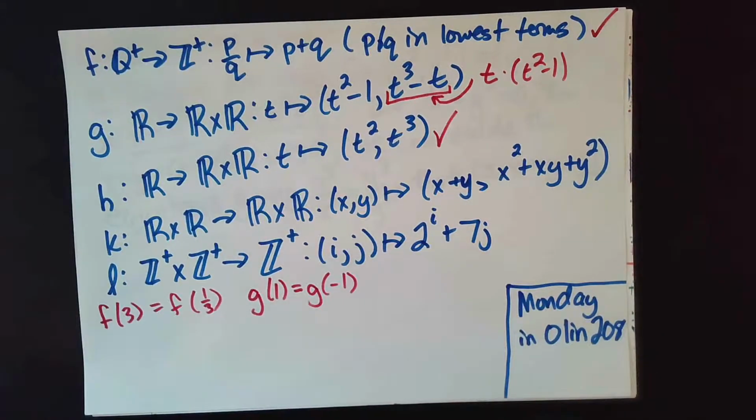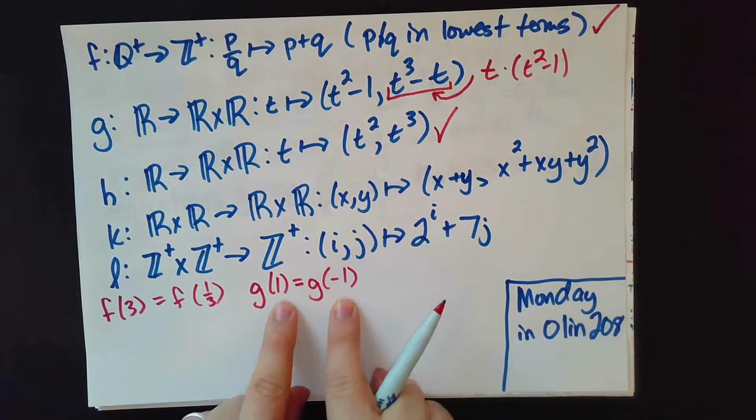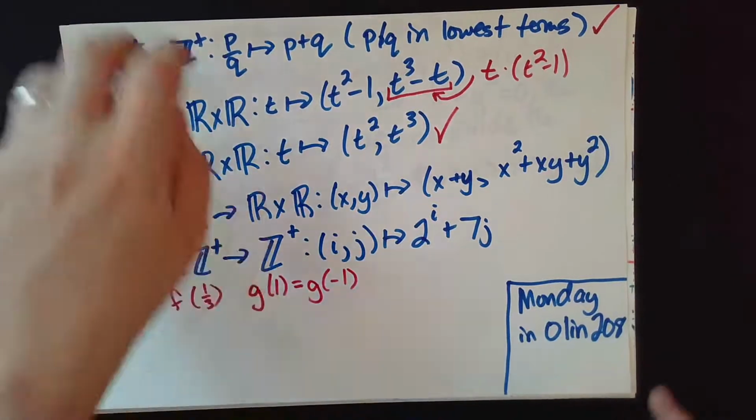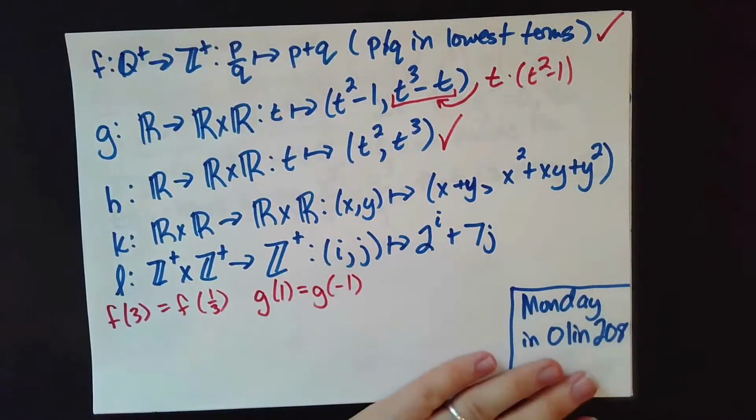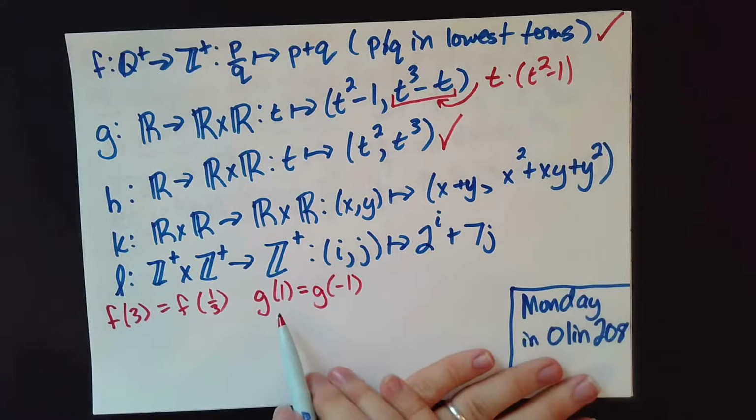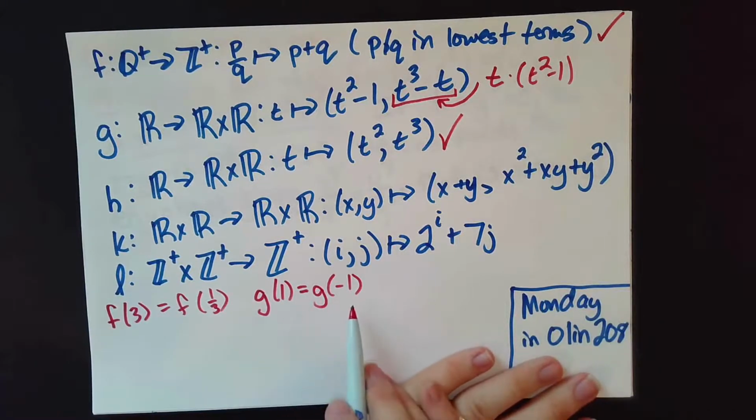Okay. In fact, for G, this is literally the only example that will show you that G is not 1-to-1. G is otherwise 1-to-1. So if you're going to show that G is not 1-to-1, you have to eventually find a way to show that G of 1 and G of minus 1 are equal.